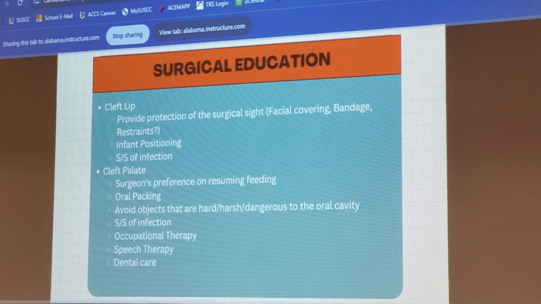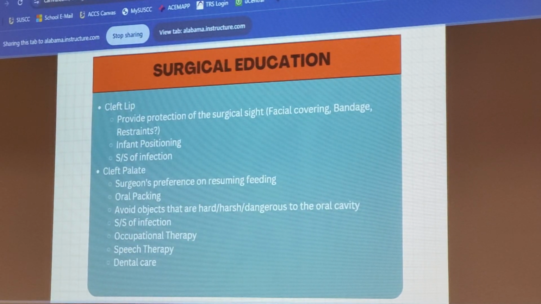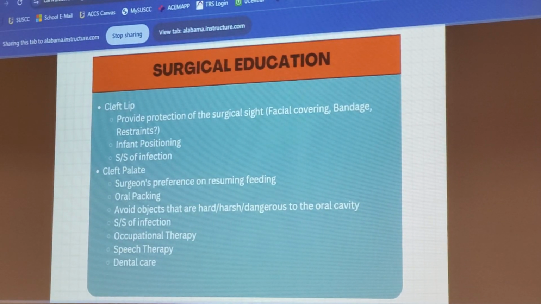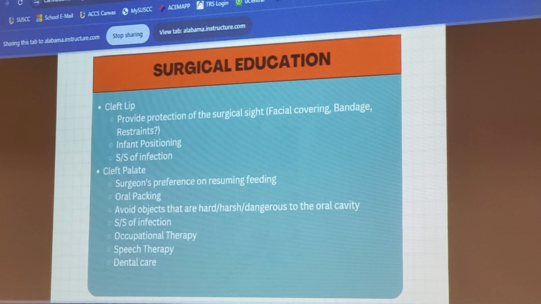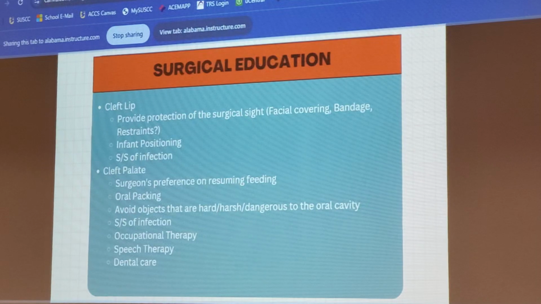Definitely get occupational therapy and speech therapy involved as well. They're really gonna help us with feeding techniques. And then as they progress further, if they have some type of speech delays, because we didn't jump on this fast enough, then they can also help with speech improvement as well.